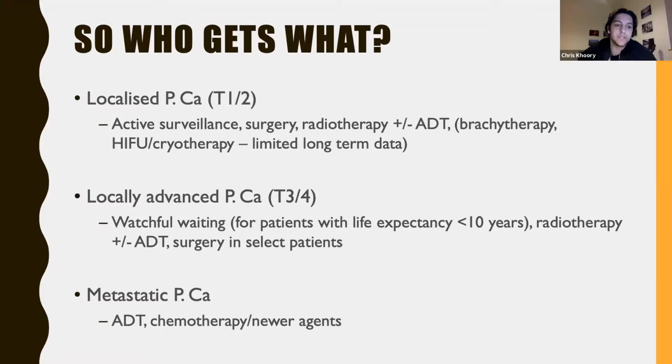If it's started advancing, so T3, T4, it's gone beyond the prostate, watchful waiting, particularly with patients with a life expectancy of less than 10 years, because there's a good chance that it won't be the cancer that kills them, radiotherapy and androgen deprivation therapy. And then if it's metastatic, the androgen deprivation therapy and chemotherapy are usually used as options.